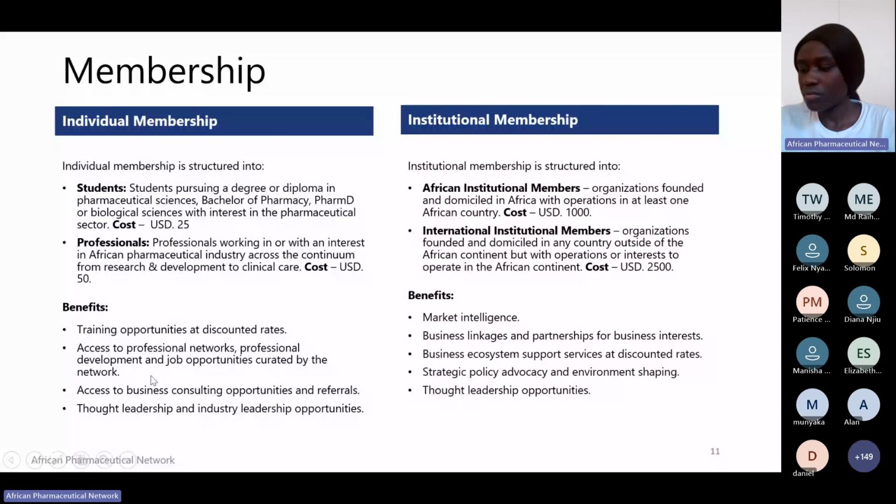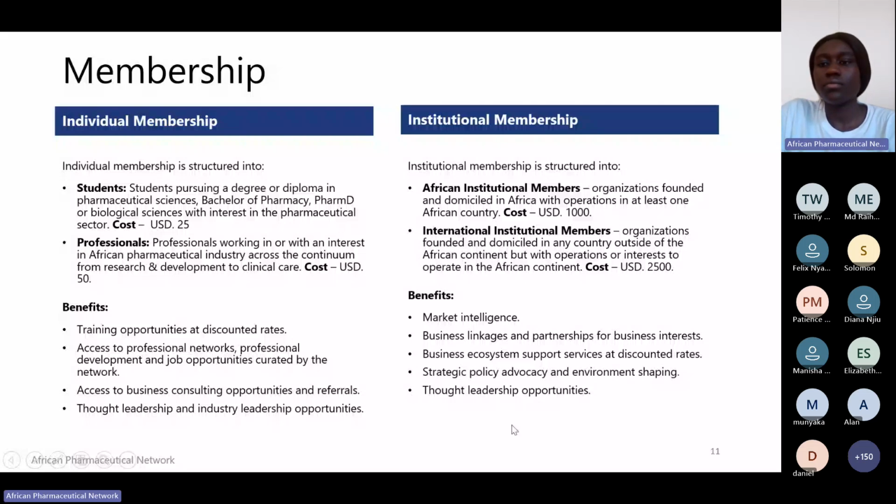In the institutional membership, we have the African institutions and the international institutions. For the Africans, those are the ones that are domiciled in Africa, and the cost is $1,000 USD. And then the international ones are those that are domiciled in a country outside of Africa, but would like to penetrate the African market. And some of the benefits for these members is market intelligence, business ecosystem support services at discounted rate. We also help them to shape policies to ensure that it's enabling for them to operate in the African market. And linkages to partnerships based on their interests business-wise.